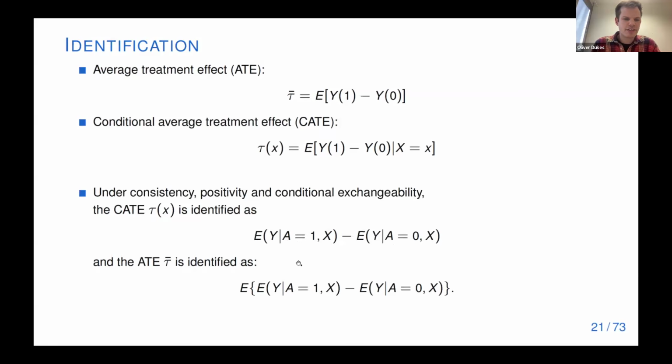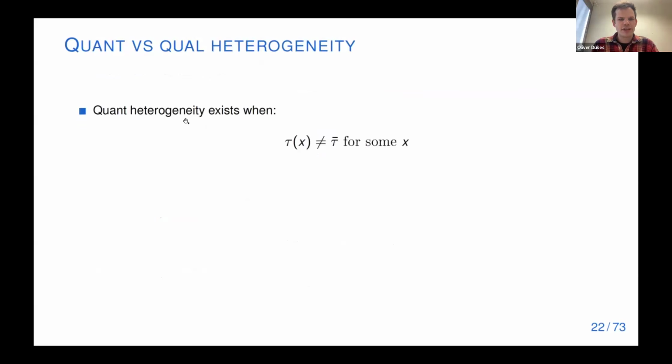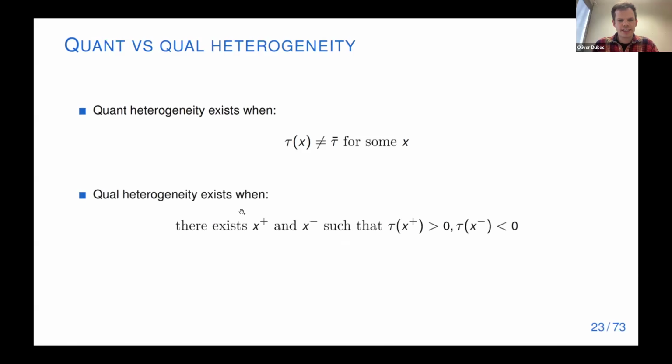So the talk today is really going to focus on additive quantitative heterogeneity, I should say, but extensions to other types, other scales, is definitely an interesting topic for future work. Quantitative heterogeneity, or additive quantitative heterogeneity, exists when the CATE is not equal to the average treatment effect for some values of X. And qualitative heterogeneity exists when there exist values of the covariates where for some values the treatment effect is greater than 0, and for some values, the treatment effect is less than 0. This is just mathematically stating what I had discussed more heuristically previously.